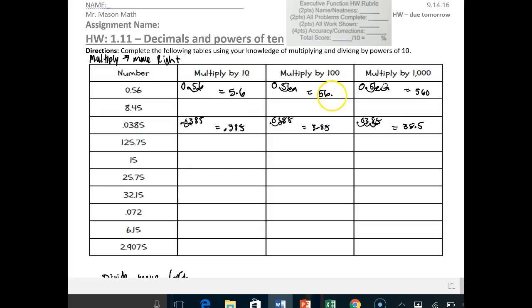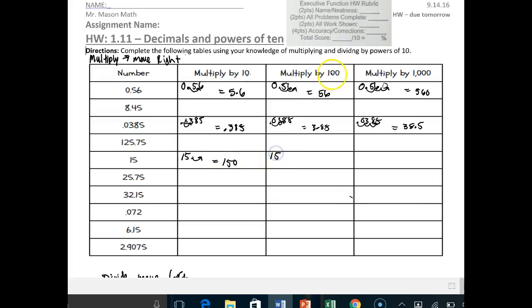Like this is 56.0, right? 560.0, right? You can just imagine the number growing as you multiply by more and more numbers. Right, so 15. So 15, the decimal would be right there, right? So I'm going to move it one time to the right, so equals 150. That makes sense because 15 times 10 should be 150.